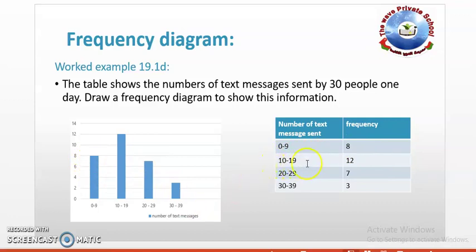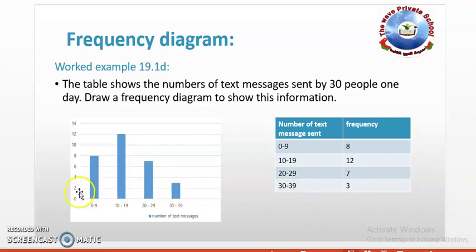And for 10 to 19 the frequency is 12. So just see where is 12? Here, yes, here. So just draw it in this way. For 20 to 29, what is the frequency? 7. Now find where is 7? 6, 8, 7, yes. So just draw 7. Between 20 to 29, a frequency of 7 is there. 30 to 39, a frequency of 3.